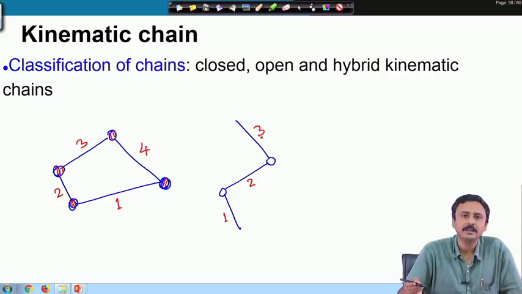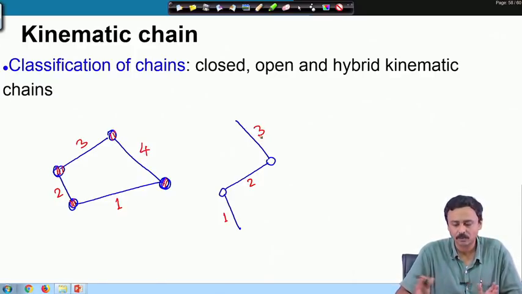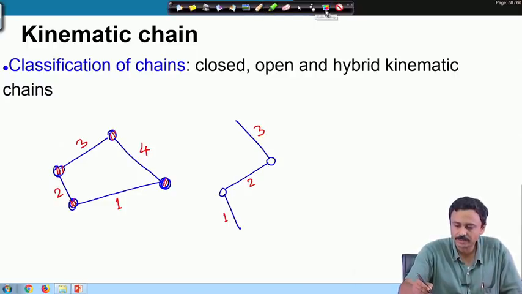What is a hybrid chain? A hybrid chain is a combination of closed and open kinematic chains. Let me draw one.